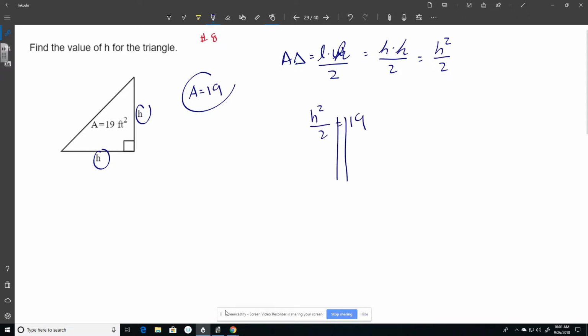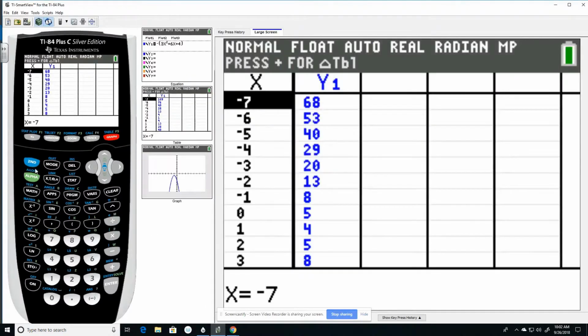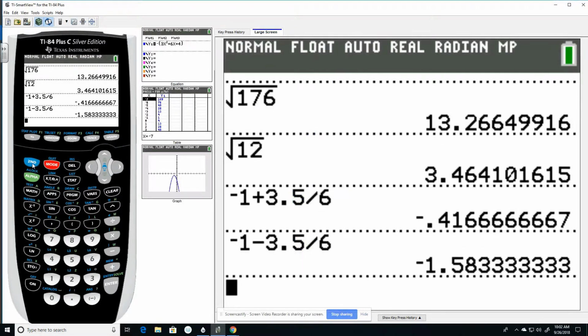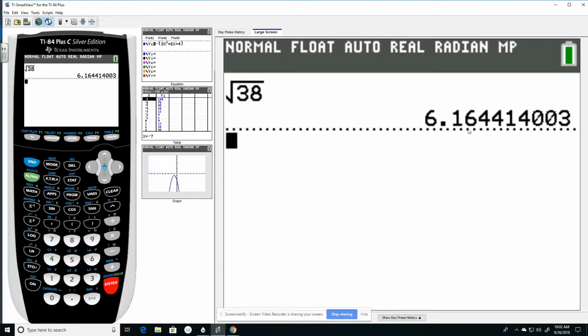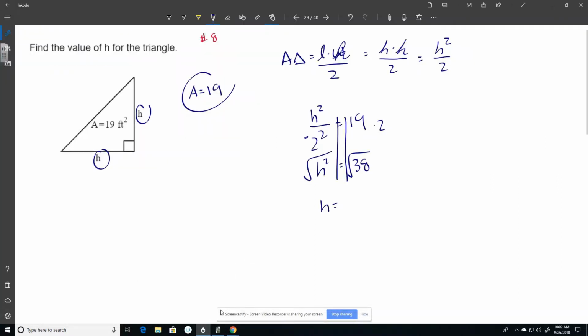I'm going to do railroad tracks. Times both sides by 2. h squared equals 38. And now I have to take the square root. So h equals, the square root of 38 isn't going to be a very nice number. When I square root 38, I get 6.164414003. So my answer technically is 6.1.